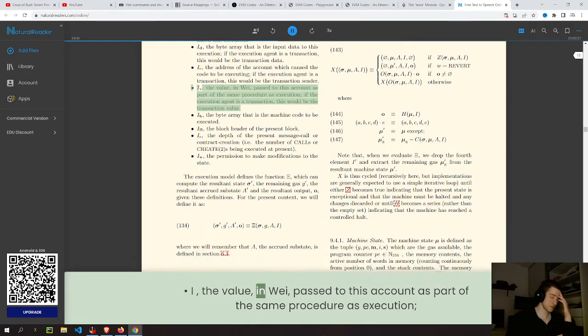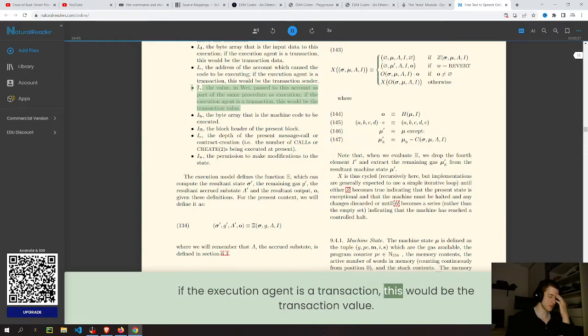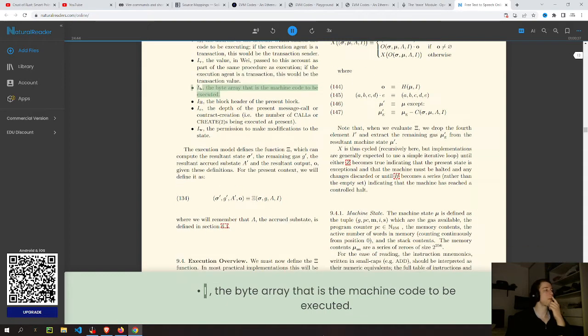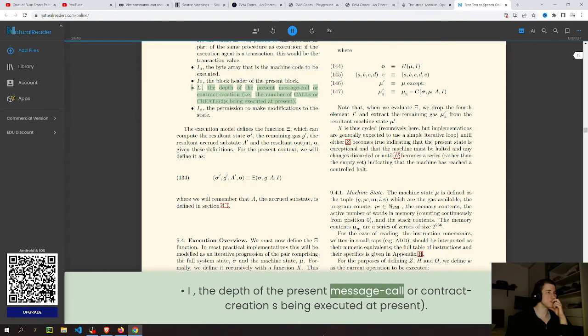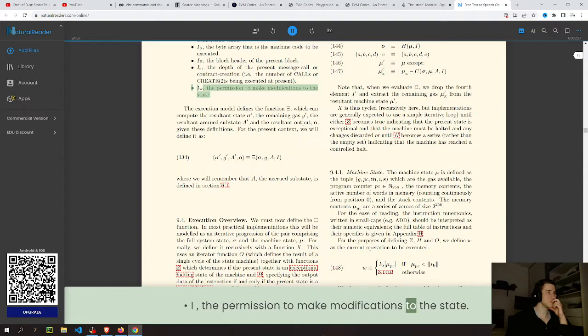I_v: the value, in wei, passed to this account as part of the same procedure as execution. If the execution agent is a transaction, this would be the transaction value. I_b: the byte array that is the machine code to be executed. I_H: the block header of the present block. I_e: the depth of the present message call or contract creation stack being executed at present. I_w: the permission to make modifications to the state.